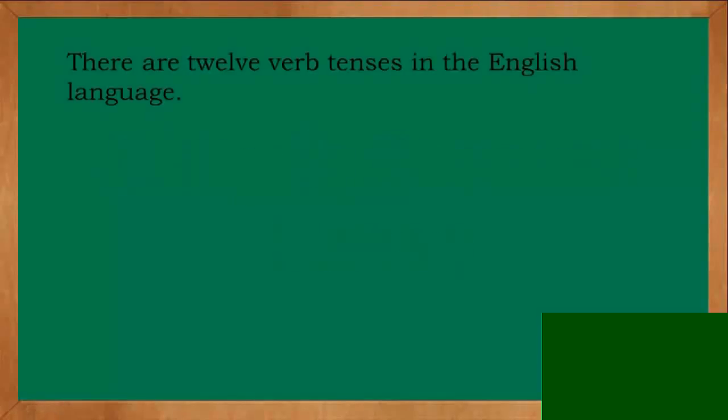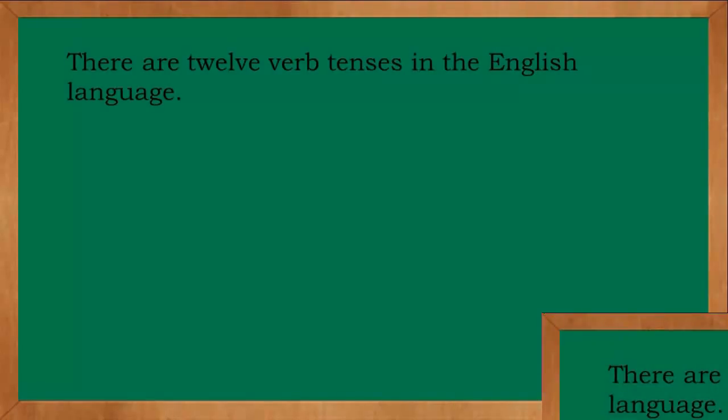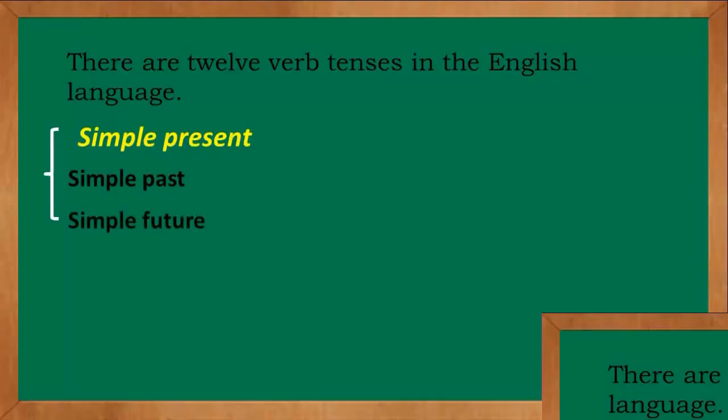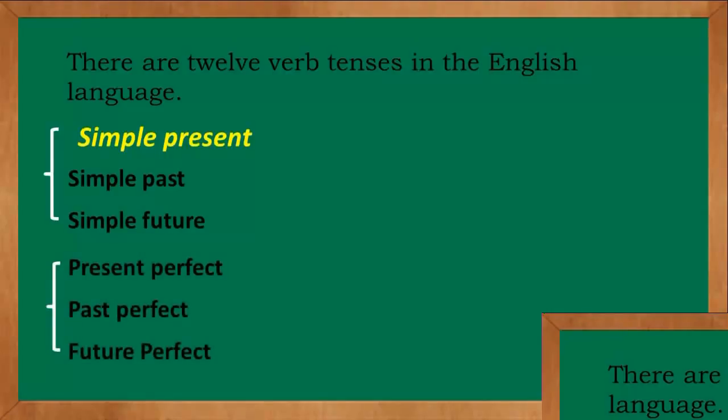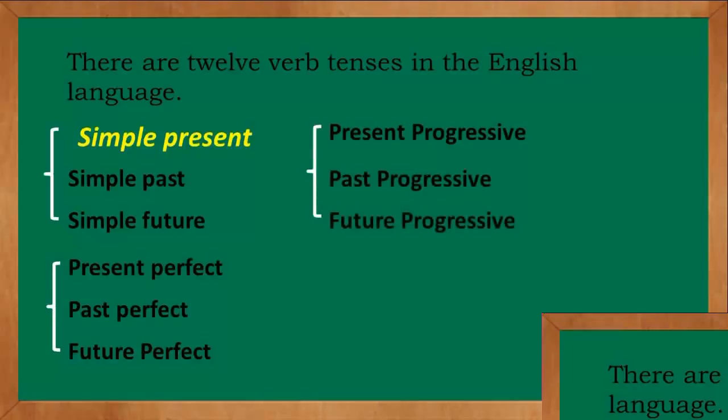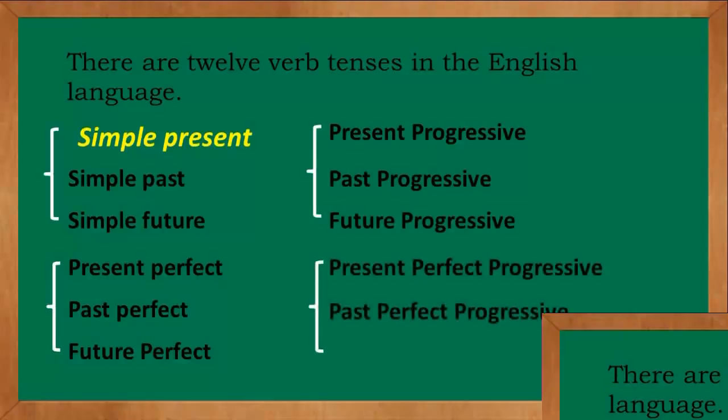Simple present tense. There are 12 verb tenses in the English language. For the simple tenses, we have the simple present, simple past, and simple future. For the perfect tenses, we have the present perfect, past perfect, and future perfect. For the progressive or continuous tenses, we have the present progressive, past progressive, and future progressive. And lastly, for the perfect progressive tenses, we have the present perfect progressive, past perfect progressive, and future perfect progressive.